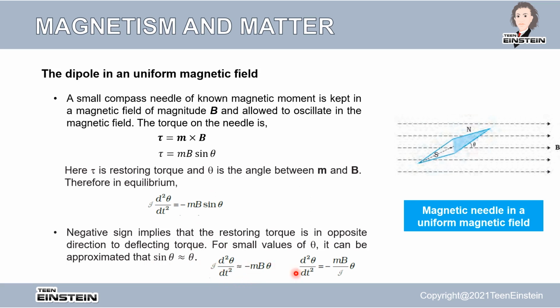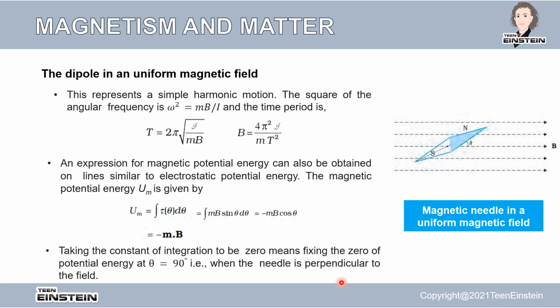Let's take I to this side. Then we get d squared theta by dt squared equals minus MB by I into theta. This is similar to d squared x by dt squared equals minus k by m into x, which is nothing but the simple harmonic motion equation. If we relate to that and find omega squared from the previous equation, we get omega squared equals MB by I, I being the moment of inertia here. From omega we can get the time period, T equals 2 pi into the square root of I by MB. Rearranging this, we can find the magnetic field: B equals 4 pi squared I by M T squared.